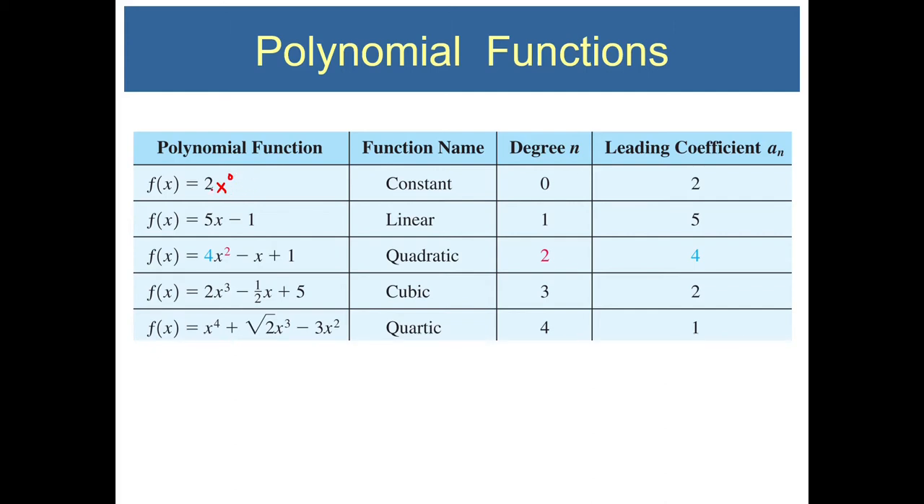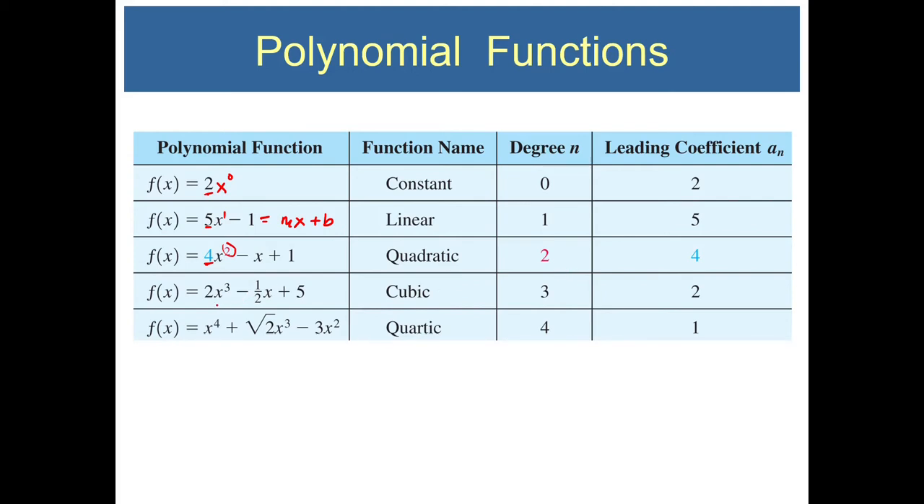There's an invisible x to the 0 next to the constant number 2, so this has a degree of 0. The leading coefficient is always the number in front of the highest power. In this case, we just have a 2. The second function is a linear function, and we know the standard form for a linear function is mx plus b. The leading coefficient is 5, and the exponent is a 1, so the degree is 1. The third function has a leading coefficient of 4. It is a quadratic function because we have a power of 2, and therefore the degree is 2.